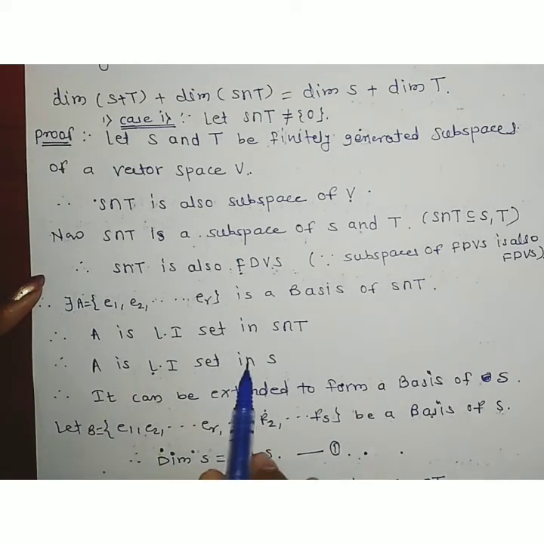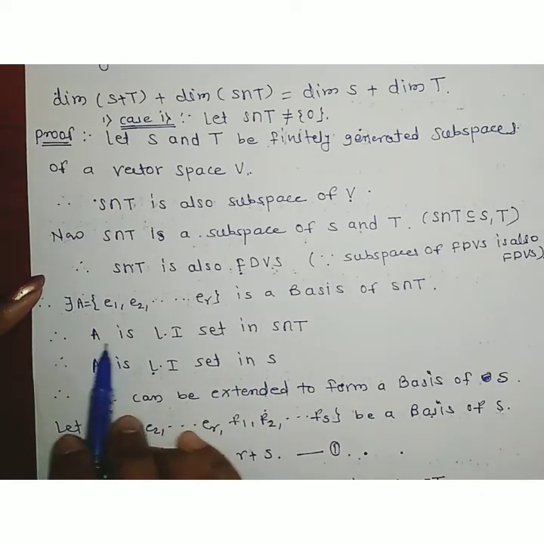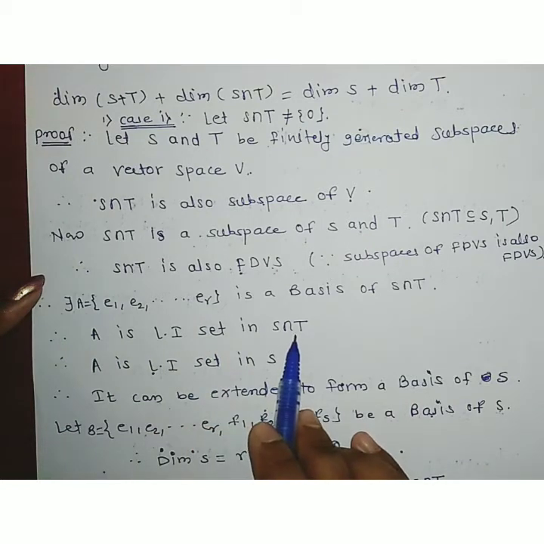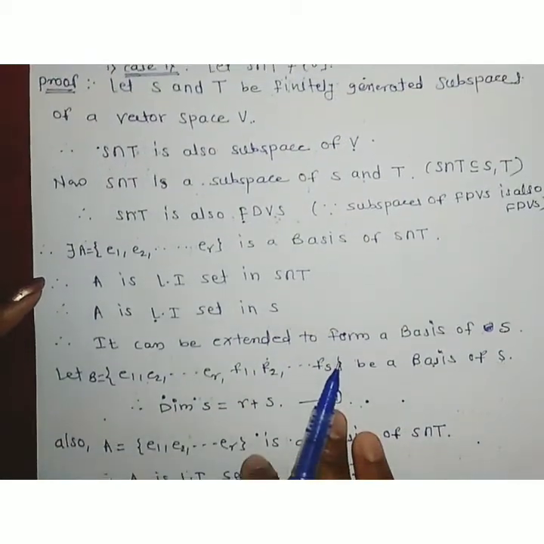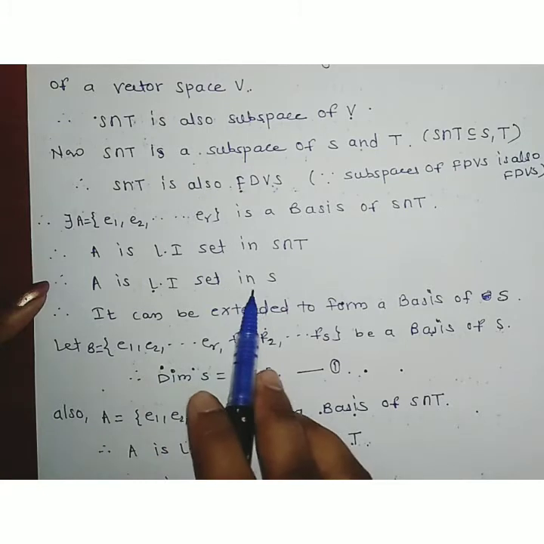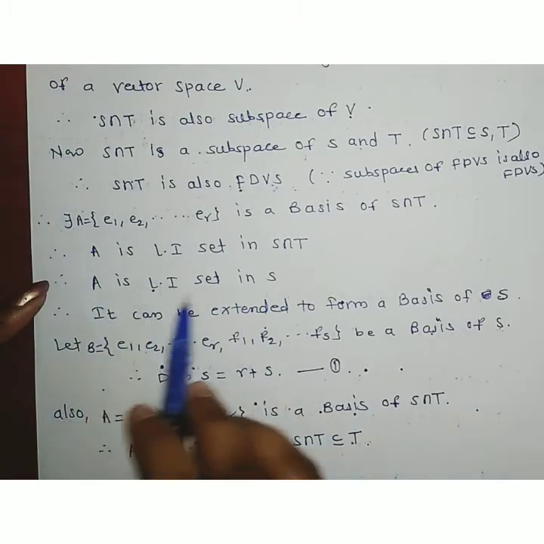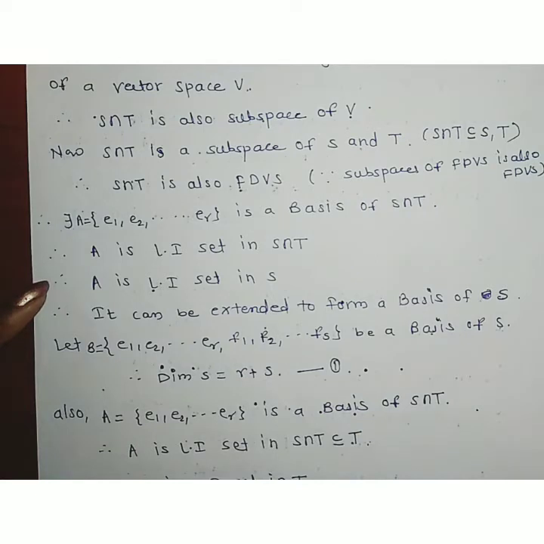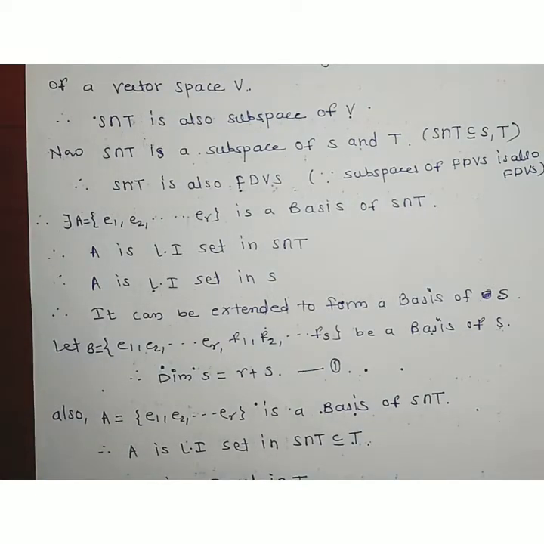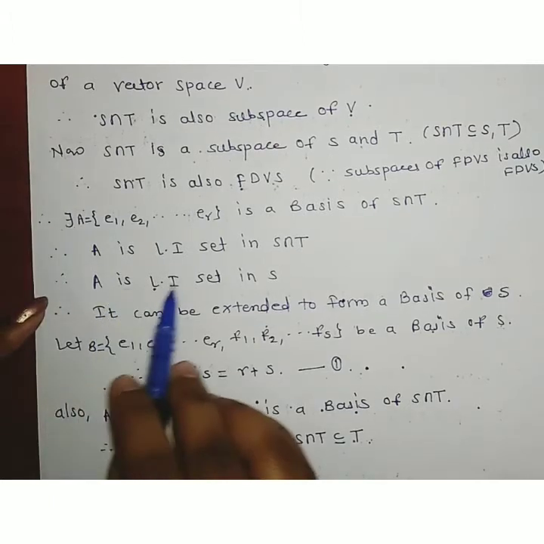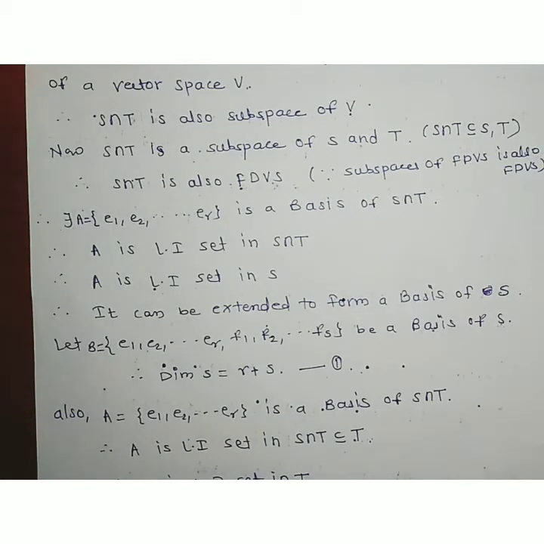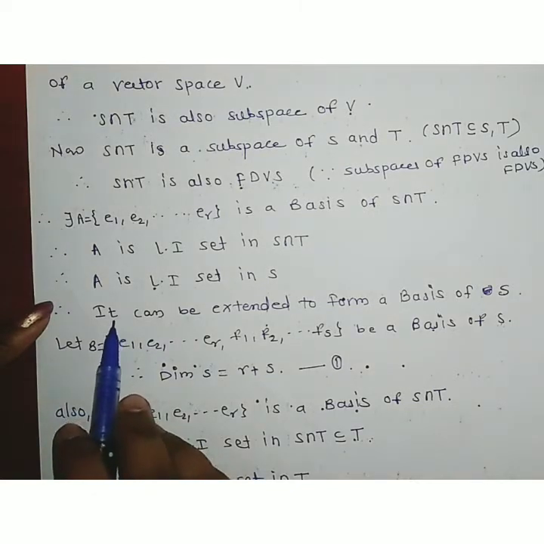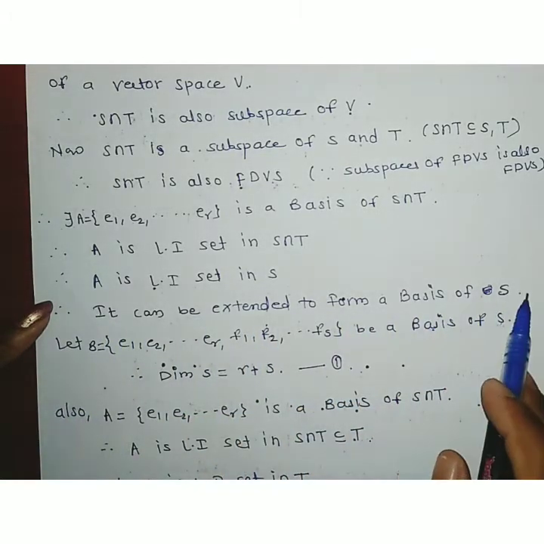Now A is a linearly independent set in S, as A is a linearly independent set in S intersection T. Okay, therefore it is linearly independent in S and also in T. Therefore first of all we consider A as a linearly independent set in S. Now as A is a linearly independent set in S, we know the theorem. This theorem you have already done in SYBSc. Okay, so every linearly independent set in any space can be extended to form a basis of that space. Okay, this is a theorem. Therefore, by using that theorem, it can be extended to form a basis of S.